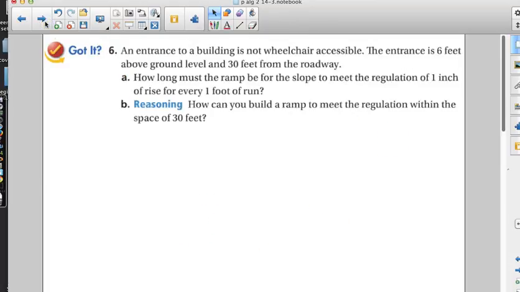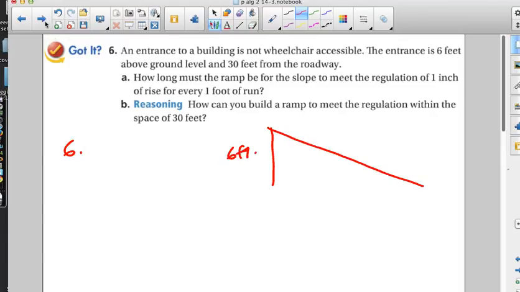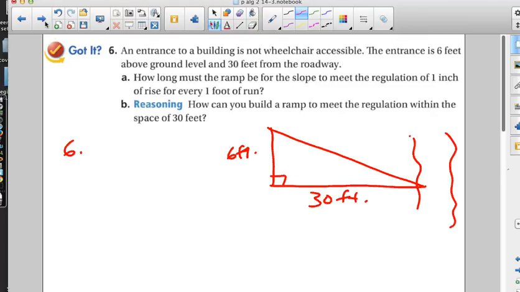So now, we're building a ramp. An entrance to a building is not wheelchair accessible. Right now, they can't do it. And so because it's a business and code now says they have to be wheelchair accessible, the entrance is 6 feet above the ground. So there's our 6 feet above the ground, and 30 feet from the roadway. So there's a road over here. It looks a lot like a river right now. So that's 30 feet away.